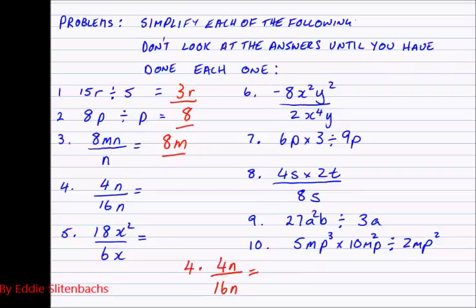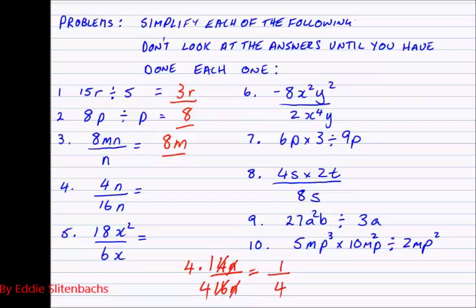Number 4, 4n over 16n. So the n's are going to cancel. Now 4 into 16 goes 4. Now what you've got to do is write a 1 up the top, because 4 went into 4 once and into 16 4 times. So you're left with a 1 up the top and a 4 down the bottom, so it's 1/4.